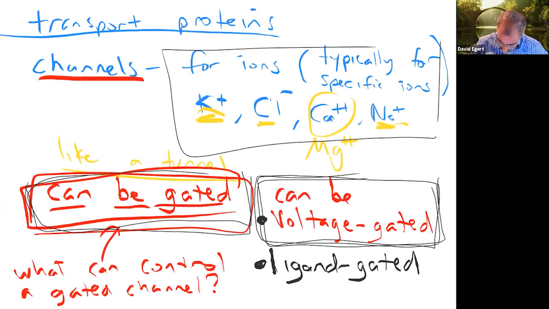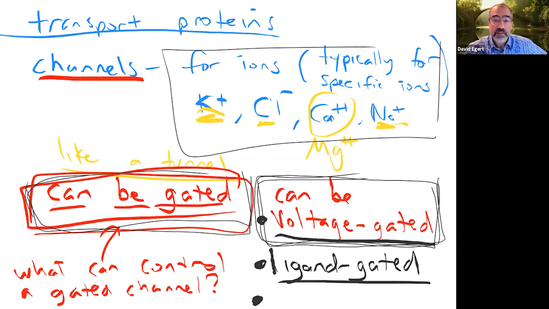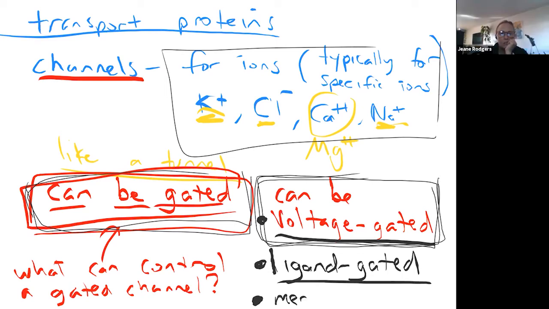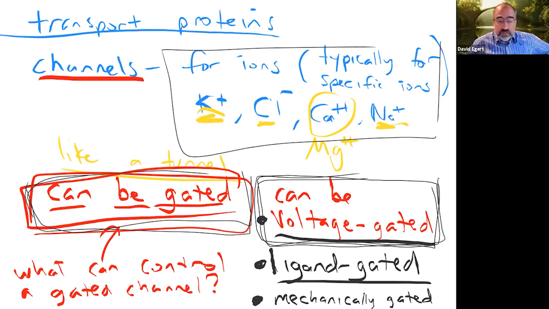And there's one other super important one. So voltage gated, ligand gated. Is it mechanically gated? Yeah, mechanically gated. So this is literally just a deformation of the cell membrane, which results in ion channels being open or closed.